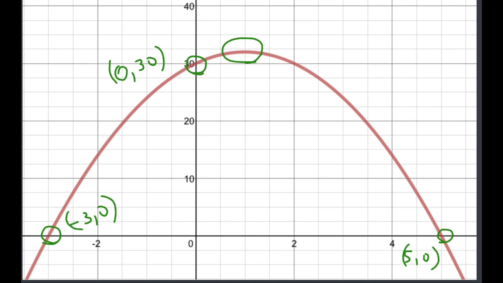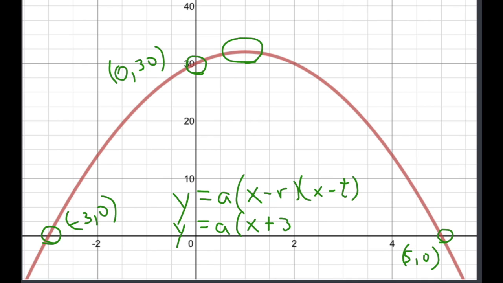So I'm going to take that and use the intercept form, which is y equals a times (x minus r) times (x minus t). In our case, the r is -3, so we're going to minus a negative, make that a +3. And the t on the right side is 5, but the formula says it has a negative in it. Now, I'm still missing something.